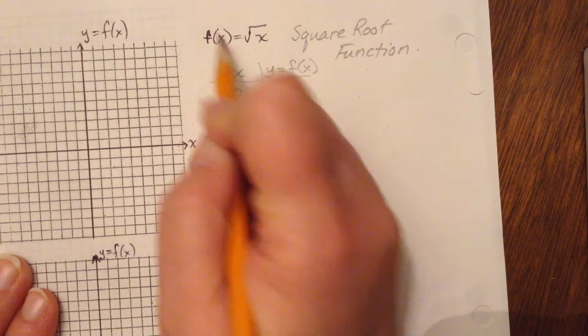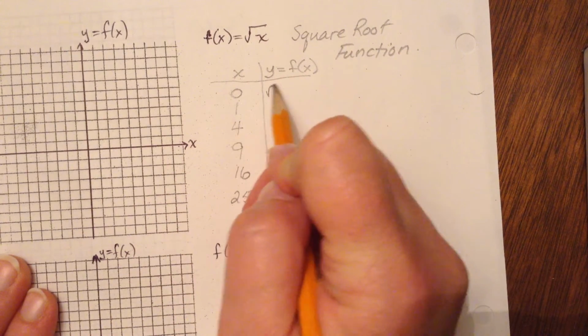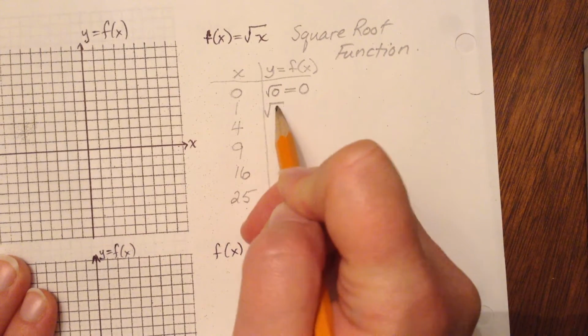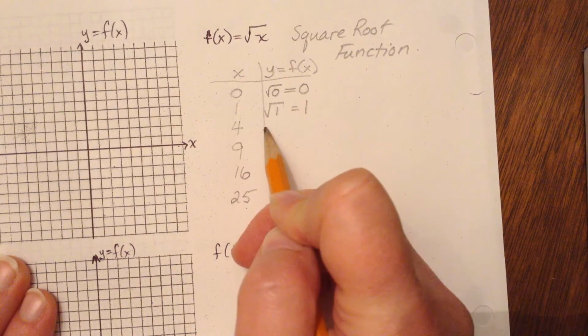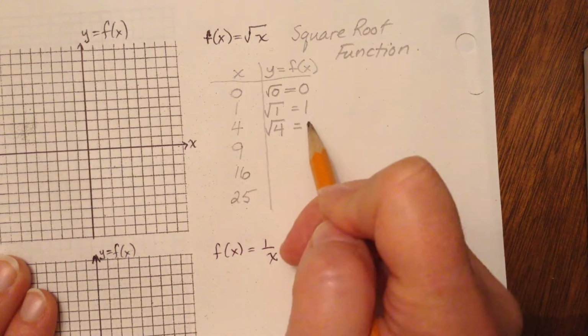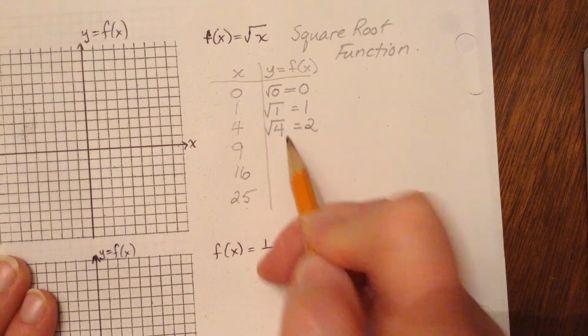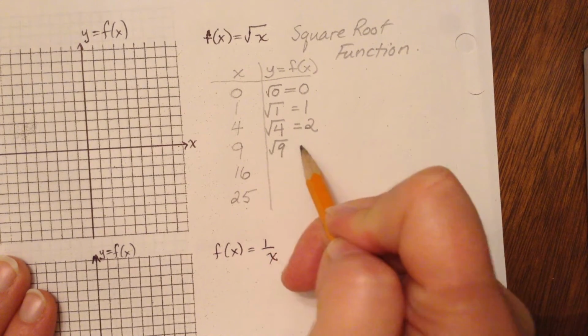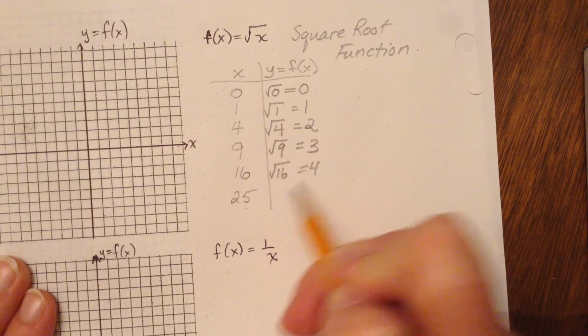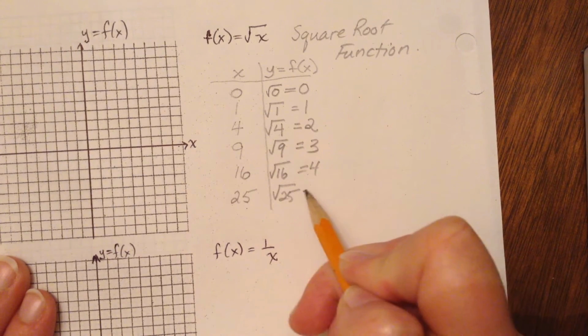So when we're substituting these values in, the square root of x, square root of 0 is 0, square root of 1 is 1, square root of 4 is not 4, it is 2, because 2 times 2 is 4. Square root of 9 is 3, square root of 16 is 4, square root of 25 is 5.